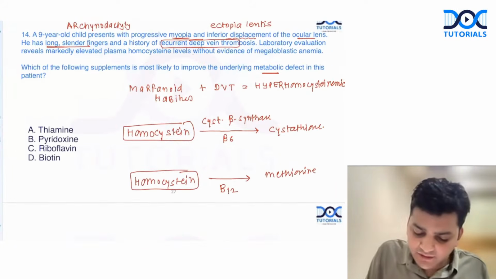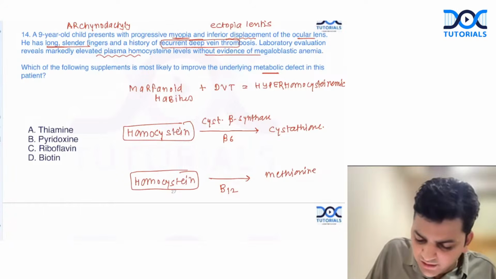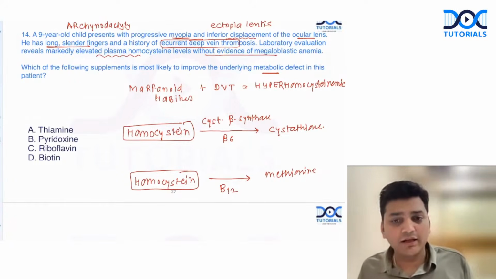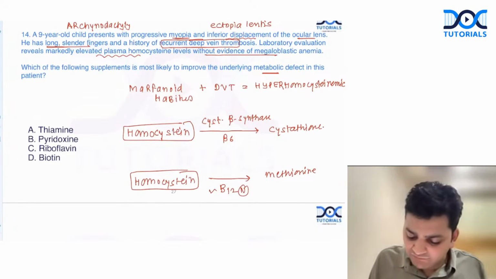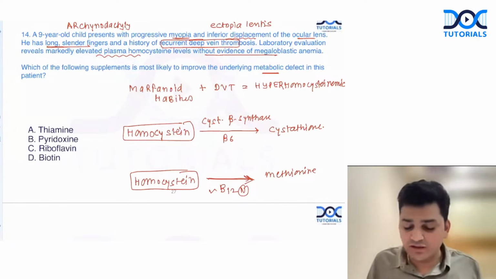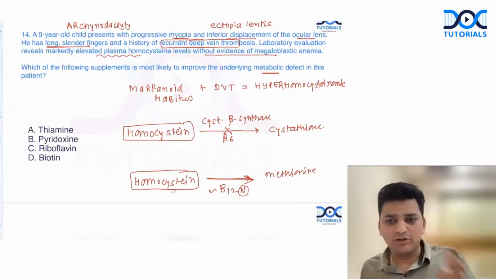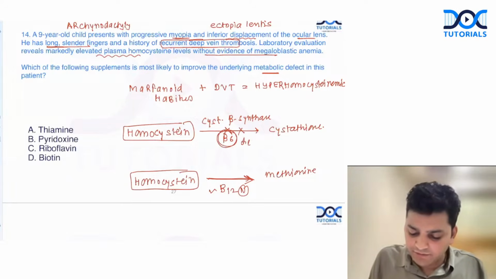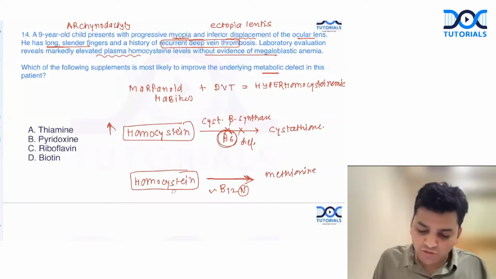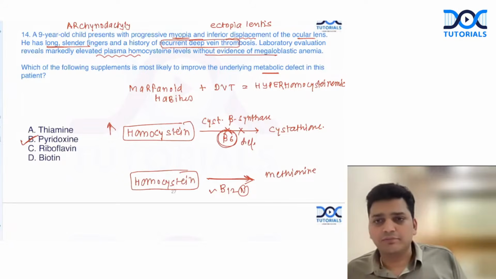But now what they have said is there is more homocysteine, but without evidence of megaloblastic anemia. There is no megaloblastic anemia, means the B12 is normal, means this reaction is happening. Despite that, the homocysteine is more, so either of the reactions should have a problem. Because they have said there is no megaloblastic anemia, I would say the first reaction must not be happening, and there is a problem with vitamin B6. If there is a vitamin B6 deficiency, the homocysteine will increase. So by giving which molecule will things return to normal? It is going to be pyridoxine.